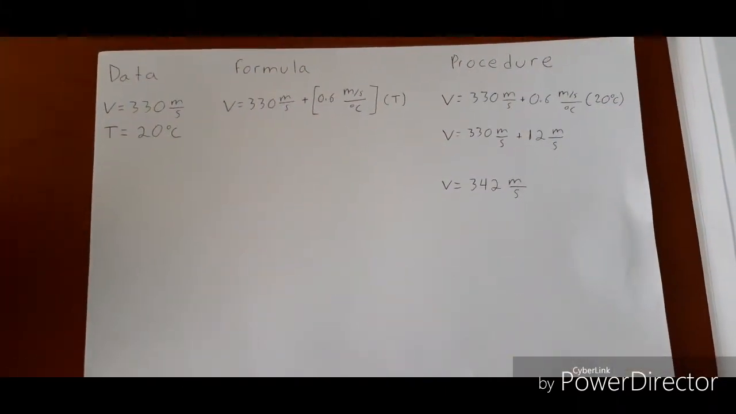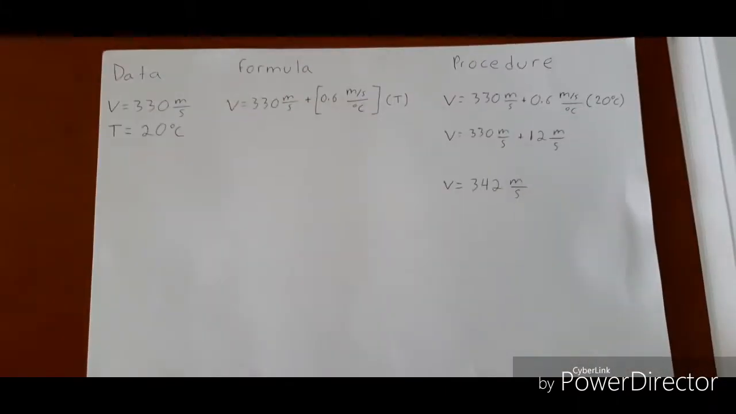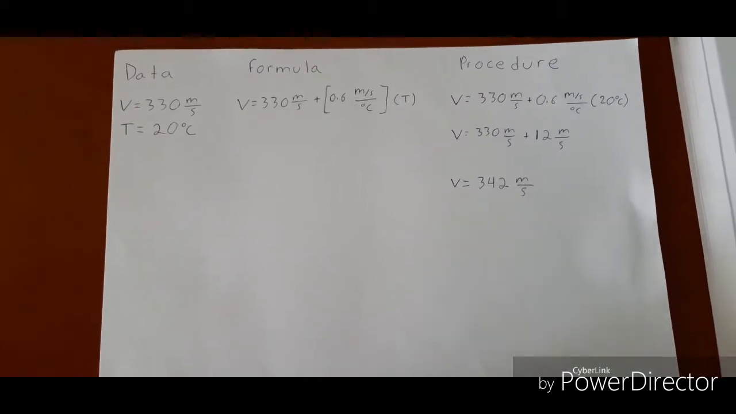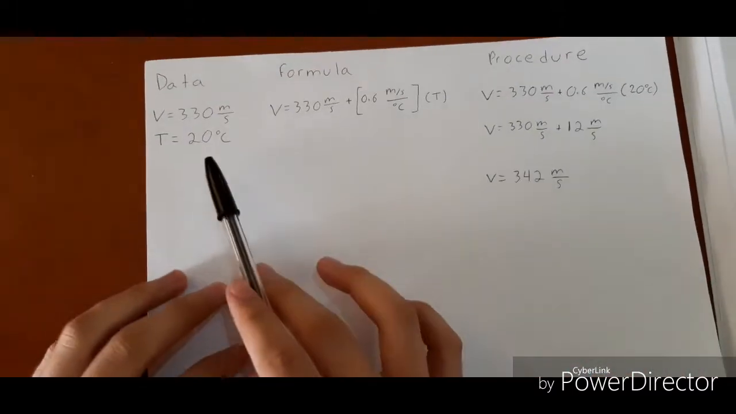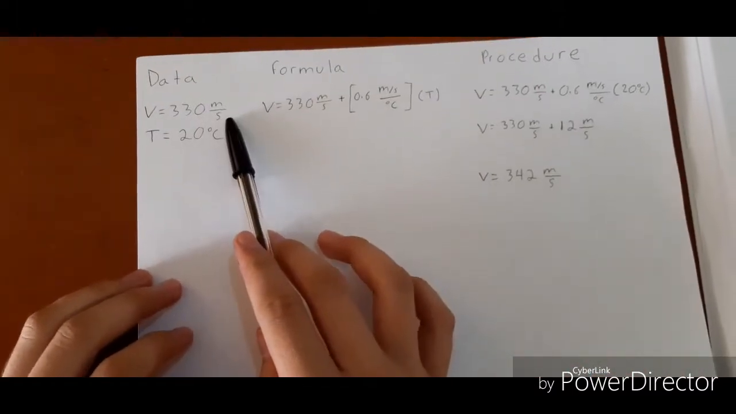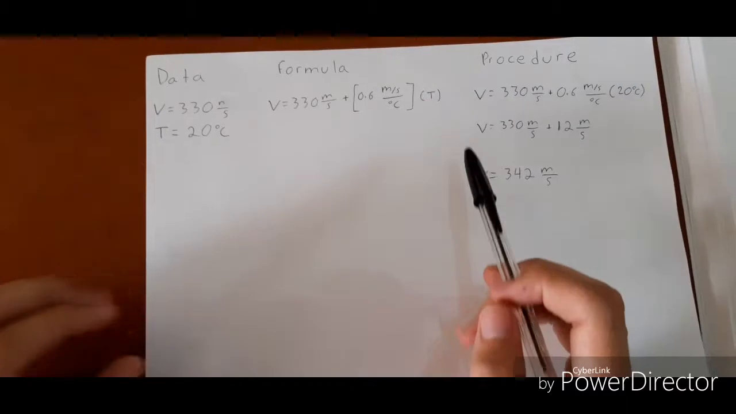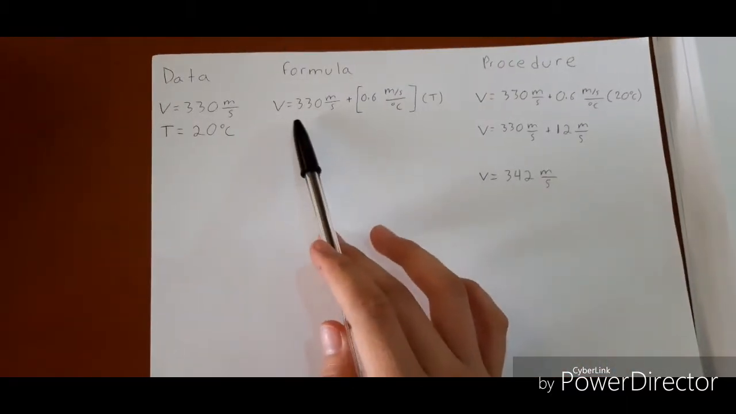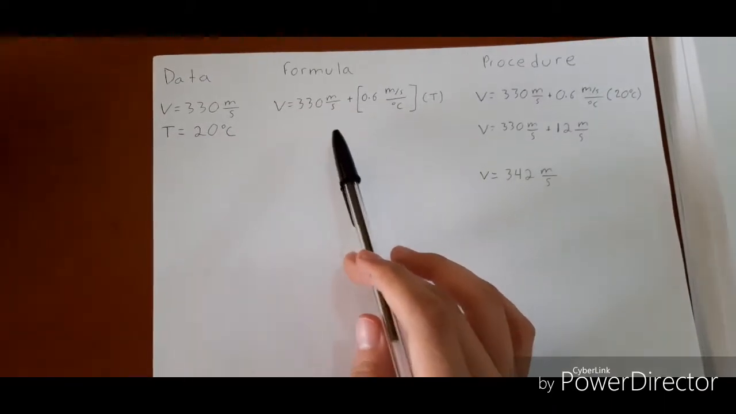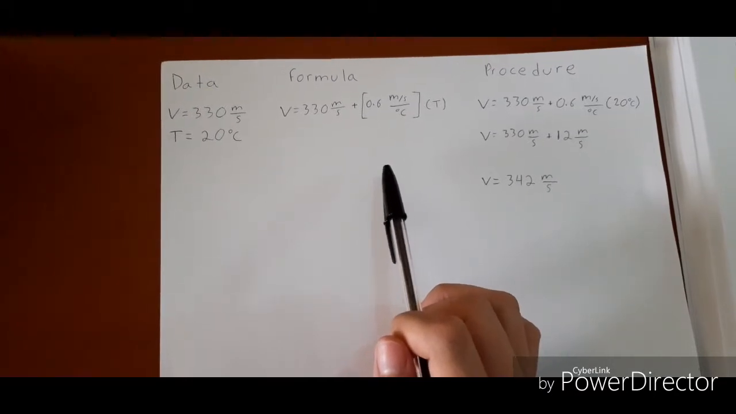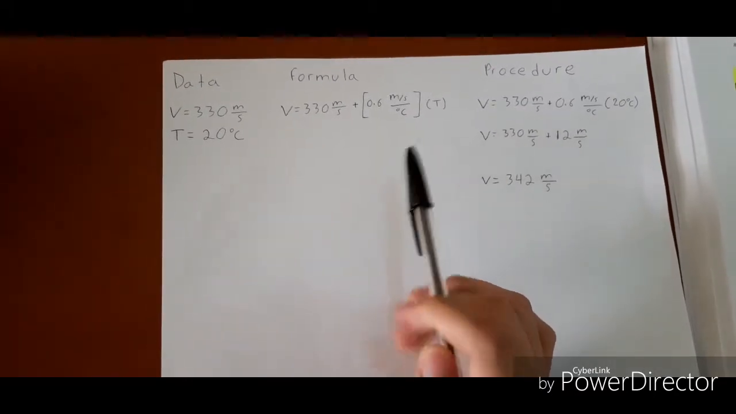Well, in this problem, we are going to calculate the speed of sound in air at a temperature of 20 Celsius degrees. First, we know the data: the velocity of sound in air is 330 meters per second, and the temperature is 20 Celsius degrees. To calculate this, we use the formula: speed equals 330 meters per second plus 0.6 meters per second per Celsius degree times the temperature.